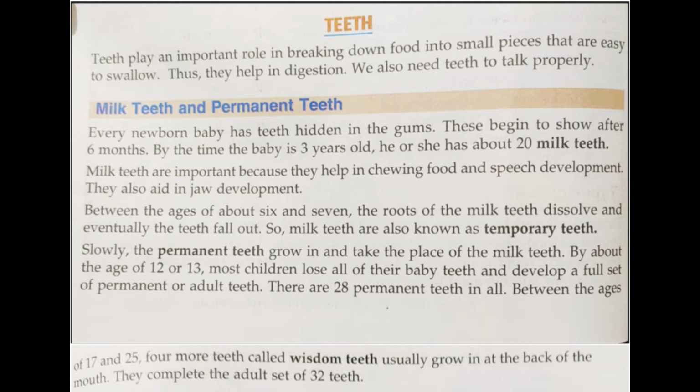Between the ages of about 6 and 7, the roots of the milk teeth dissolve and eventually the teeth fall out. So, milk teeth are also known as temporary teeth. Second is permanent teeth. Slowly the permanent teeth grow and take the place of the milk teeth. There are 28 permanent teeth. 4 more teeth grow at the age of 25. An adult has 32 teeth.